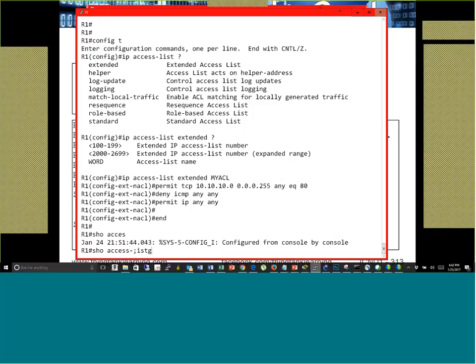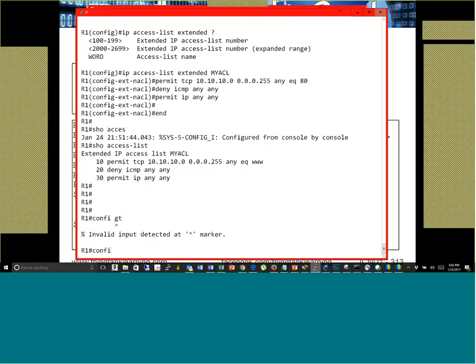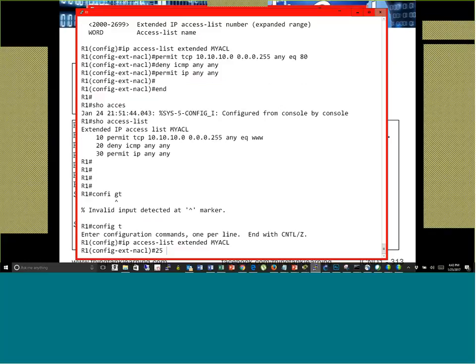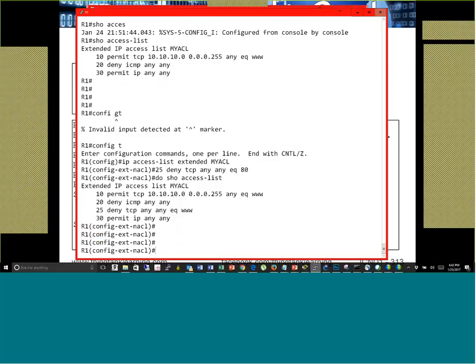Show access-list. There's my access list. And what do you see next to each line? You see a line number. Line 10, line 20, line 30. So how can I insert a line? Config T, IP access-list. Let's go up here, and let's do 25. Deny TCP any EQ 80. Do show access-list. Now I have an extra line. I was able to insert a line. That's one of the benefits of doing named access lists. It gives you this ability to manipulate the access list line by line.